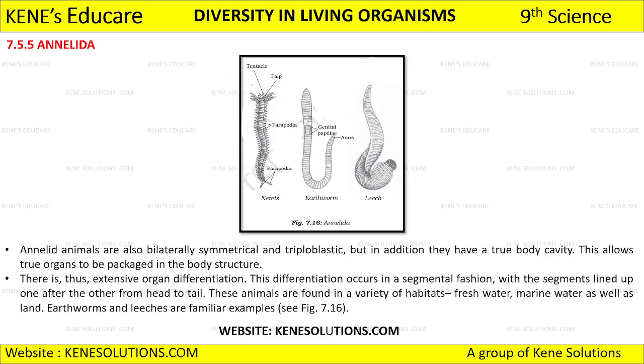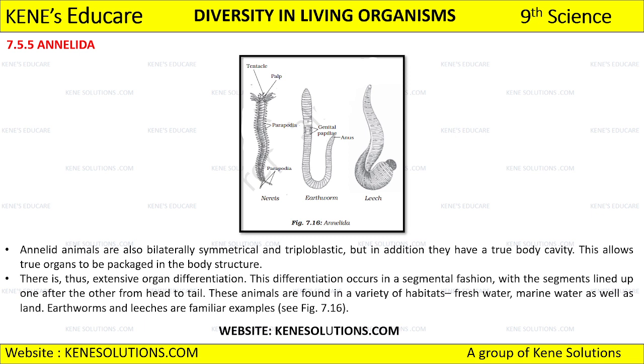After this, we discussed Annelida as well, right? So we need to start with Annelida. See, annelid animals are also bilaterally symmetrical and triploblastic, but in addition, they have a true body cavity. Okay, so they are bilaterally symmetrical. It means if we cut them from the center, you're going to get two equal halves of it, right? And they are triploblastic, meaning they are made up of three layers, that is ectoderm, mesoderm and endoderm.